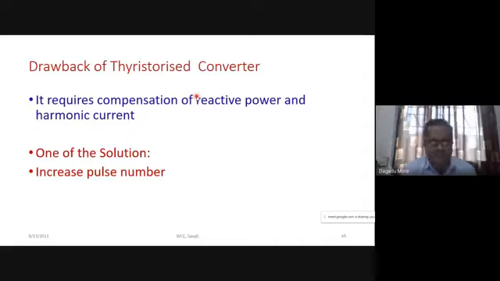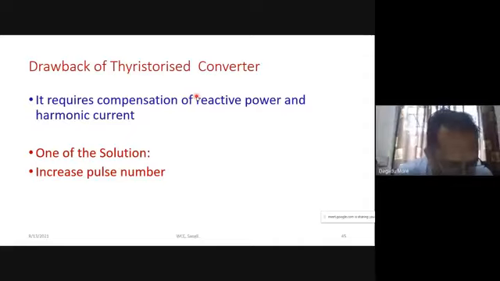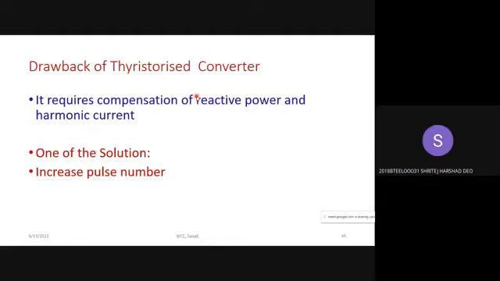Output voltage and the source current. Once again, you tell. So output voltage from all the configurations, like three-phase bridge converter and controlled and uncontrolled converter, along with the calculation of its source current value.